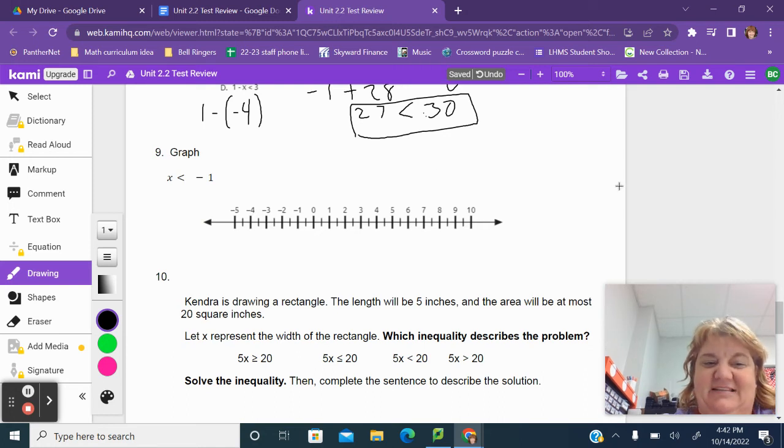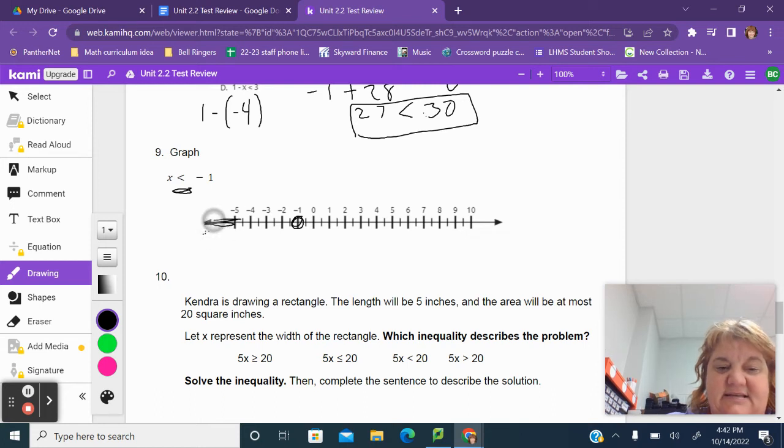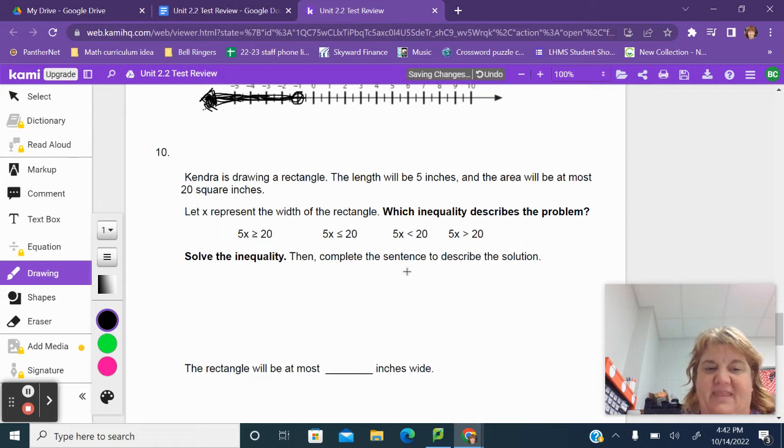Okay, graph this. There's no equal, so it's going to be open. I'm going to make an open circle. And look at the way this is going. It's going the same way as this. So I would graph this like this. There we go. That one was easy. Glad I got it. Okay.